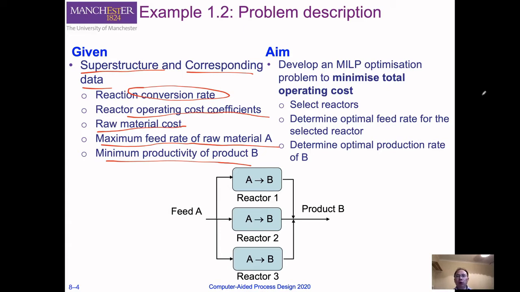is which reactor or reactors are selected. We also want to determine the optimal feed rate of A to the selected reactor. And we also want to determine the optimum production rate of B. The objective is to minimize total operating cost.